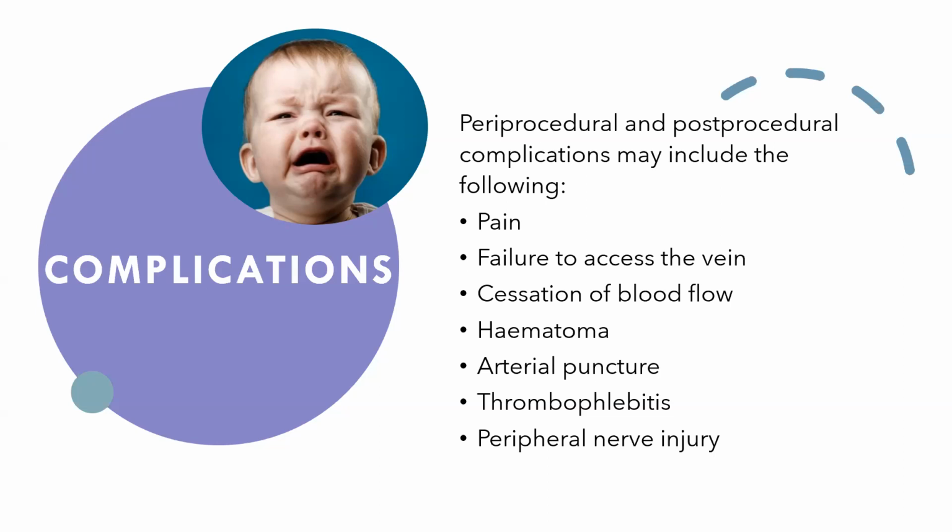And then there could be accidental arterial puncture. So it is important for us to palpate the vein carefully before attempting to insert the needle to ensure that there is no palpable pulse in the vessel. And then thrombophlebitis can be caused by thrombus formation with subsequent inflammation, or infection, or could be both. And then the last one is peripheral nerve injury. This is rare, but it could possibly happen because of the site of the nerve.